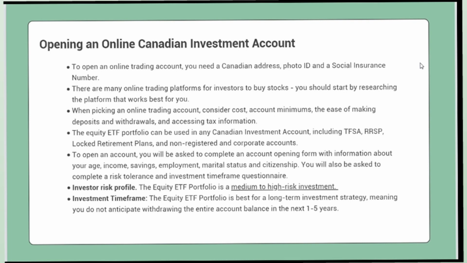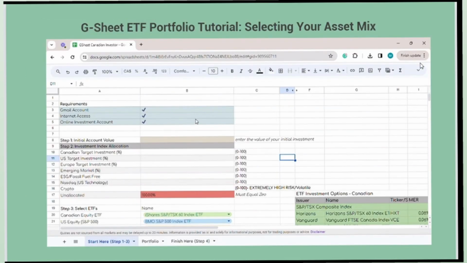You will be asked to complete an account opening form with information about your age, income, savings, employment, marital status and citizenship. You will also be asked to complete a risk tolerance and investment timeframe questionnaire. The equity ETF portfolio is a medium to high-risk investment and best for a long-term strategy. Once you have opened your online account and made your first deposit, we are ready to get started.